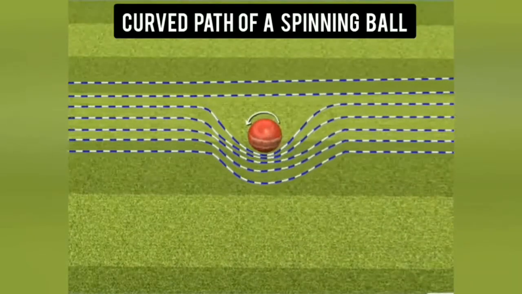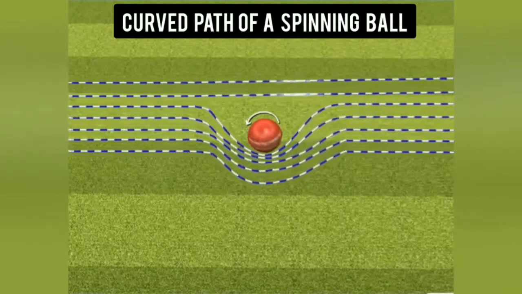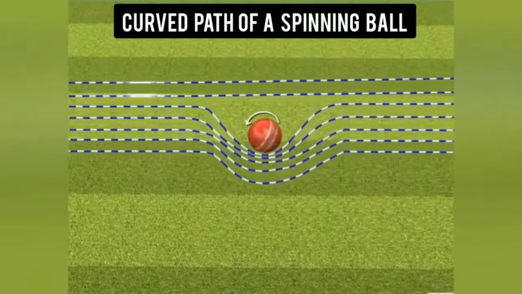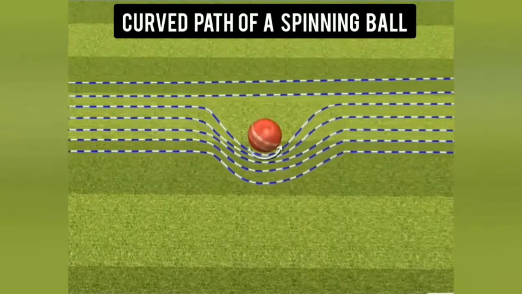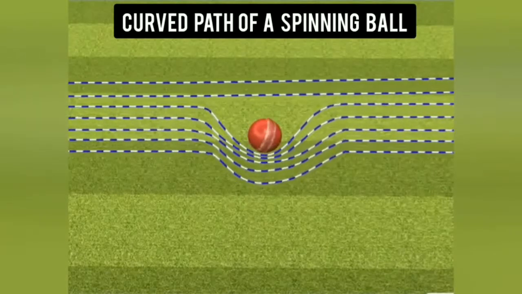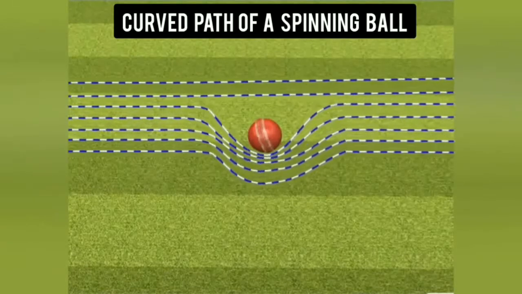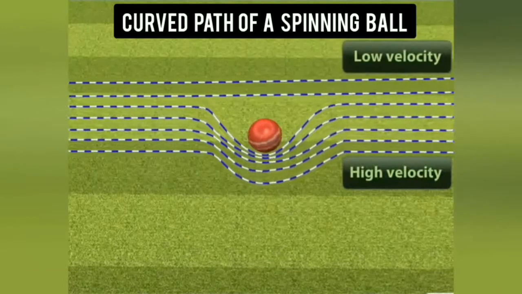When a spinning ball is thrown with a large speed, the layer of the air moving above the ball gets retarded and the layer below the ball gets accelerated due to the spin motion. It is because the layer above the ball moves in a direction opposite to that of the spinning ball. On the other hand, the layer below it moves in the direction of the spin.